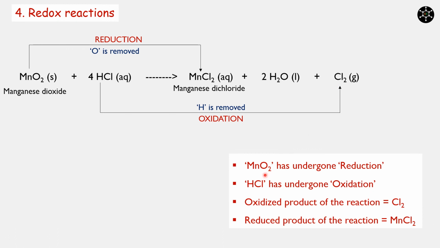Here, MnO2 has undergone reduction, HCl has undergone oxidation, the oxidized product of the reaction is chlorine gas, and the reduced product of the reaction is manganese dichloride.